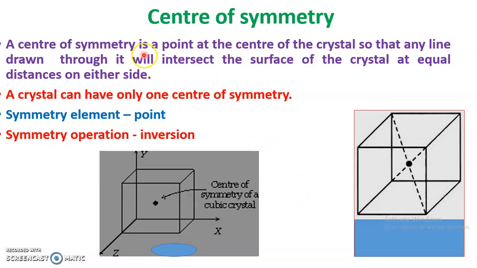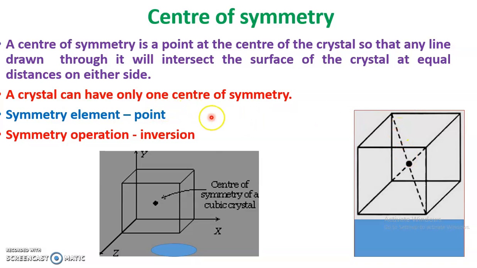Center of symmetry. A center of symmetry is a point at the center of the crystal so that any line drawn through it will intersect the surface of the crystal at equal distances on either side. This is the center of symmetry. It is a point at the center of the crystal so that any line passing through it will intersect the surface of the crystal at equal distances on either side at equivalent points.